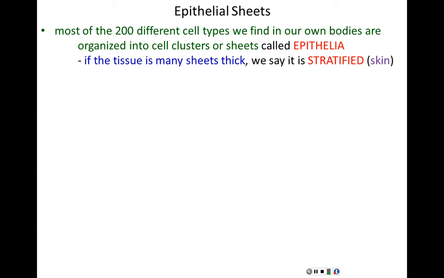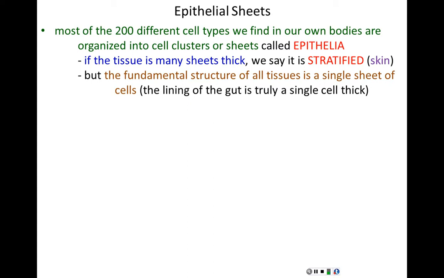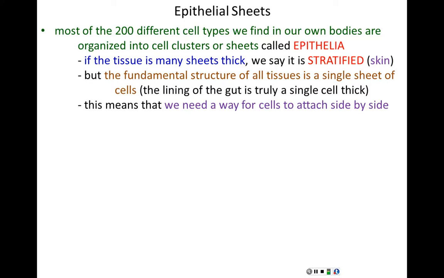It's made up of many, many different layers of single cells. But the fundamental structure of any tissue in an epithelial system is a single sheet of cells. That single sheet can be folded in on itself, making a multi-layered system that's stratified. Or, like the lining of the gut, it can truly be a single cell thick. But single layers of cells making a single sheet is the primary unit of structure for epithelium.